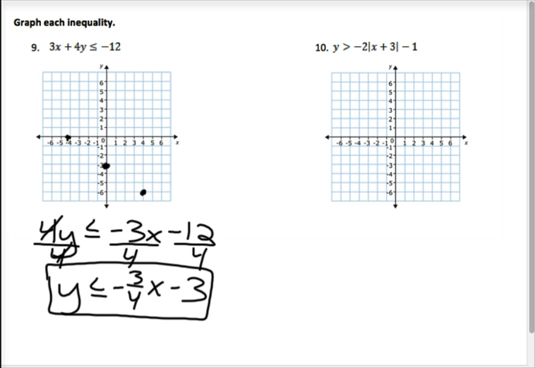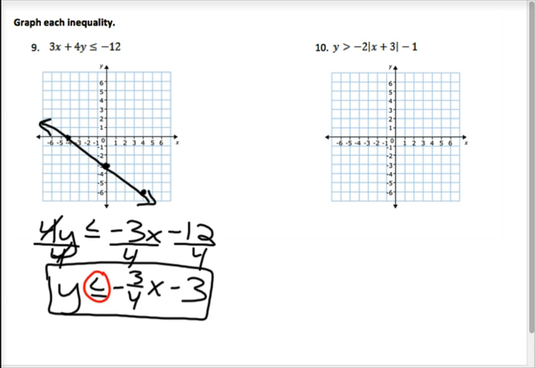Now remember, before I draw my line, I have to analyze. Is it going to be solid? Or is it going to be dashed? That's the next important thing for inequalities, is what type of line am I getting? Well, what I'm noticing here is it is less than or equal to. That or equal to piece means that this is in fact a solid line. So I'm going to connect them with my solid line.